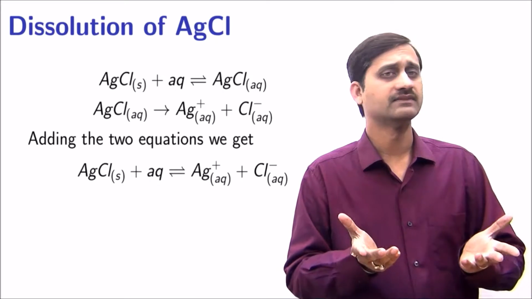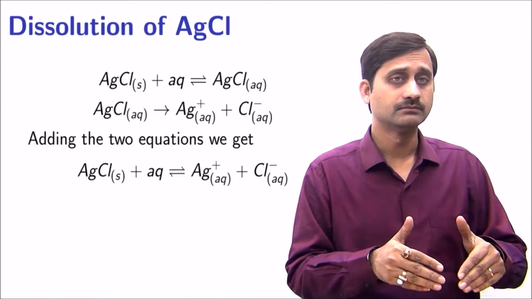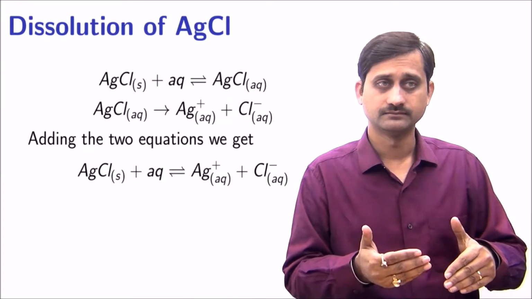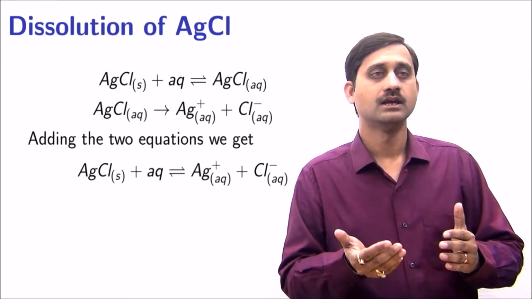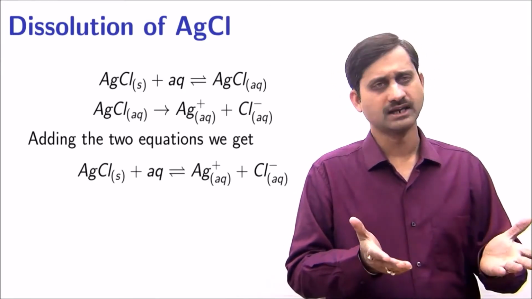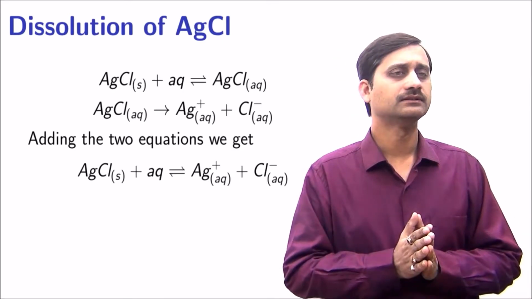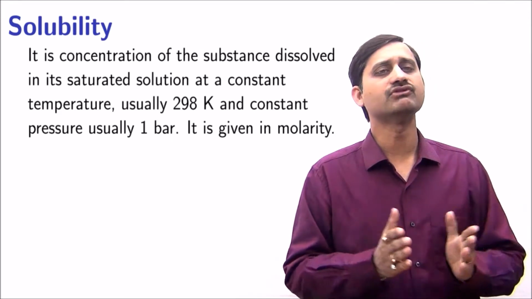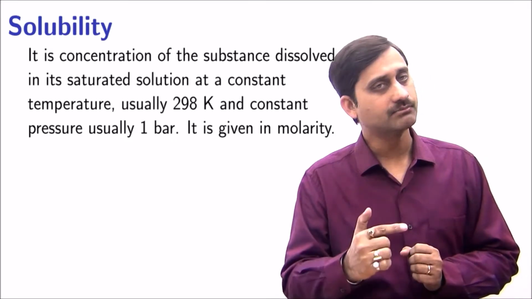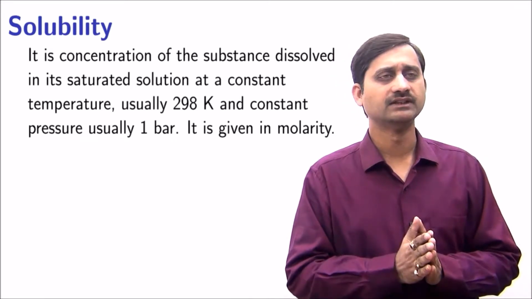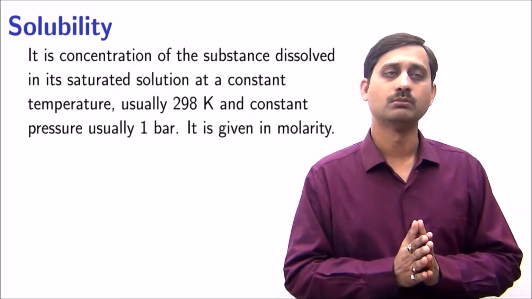In most cases, it is given in grams per liter, but in chemistry, and more so in equilibrium, it is in molarity. That is, moles per liter. The symbol which is used, again, generally is S. Solubility, by definition, is the concentration of the substance dissolved in its saturated solution at a constant temperature, usually 298 Kelvin, and a constant pressure, usually 1 bar. It is given in molarity.